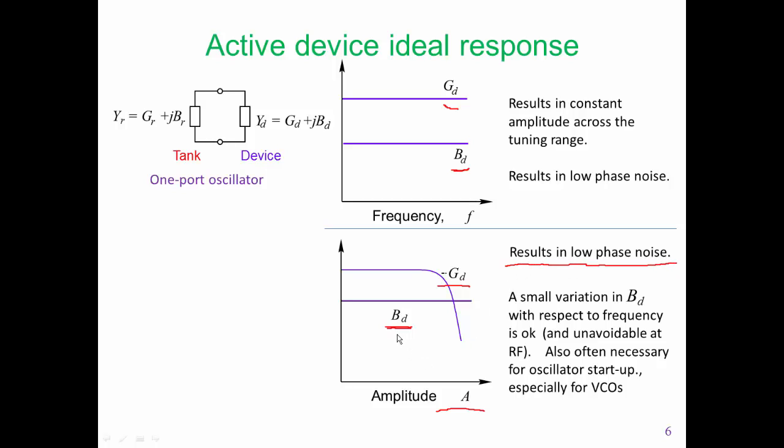Remember, it's when BR, the resonator network susceptance, is equal to minus BD that we have our frequency of oscillation. So if BD varies with amplitude, that means that crossover point that defines frequency depends on amplitude. That means that the amplitude of our oscillation signal determines the frequency of oscillation. So a little bit of noise on the amplitude of oscillation would have quite an effect on the frequency of oscillation.